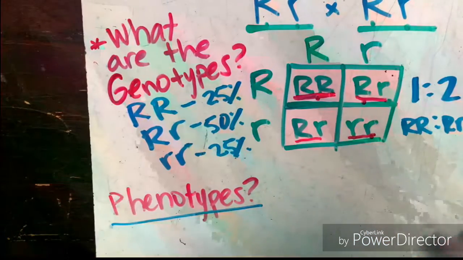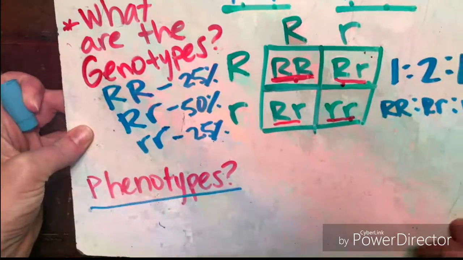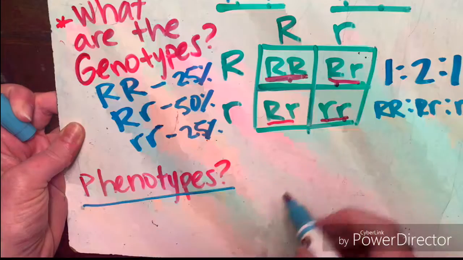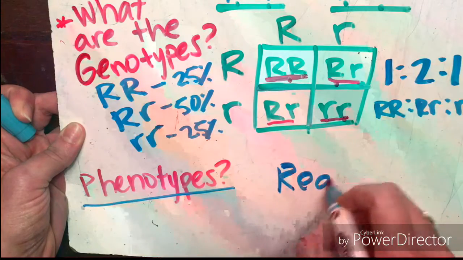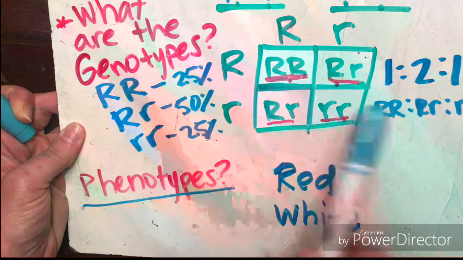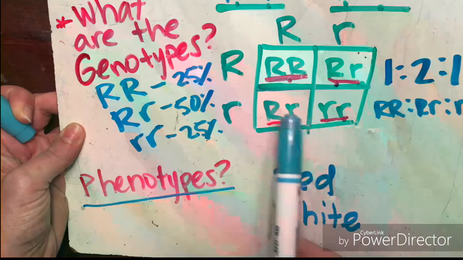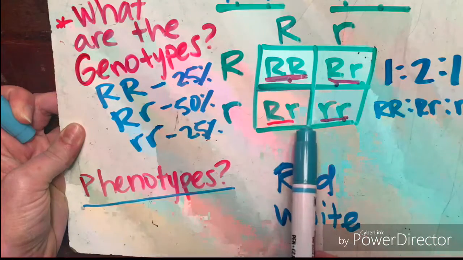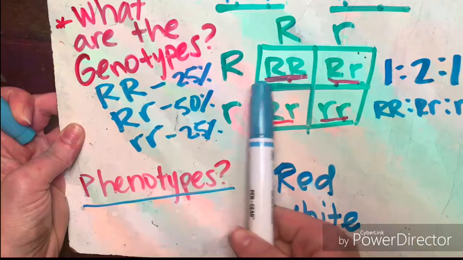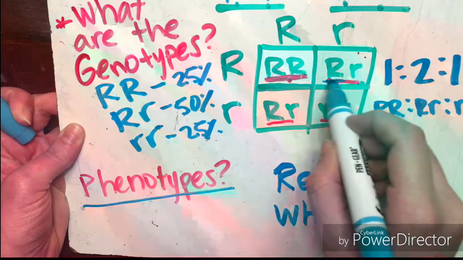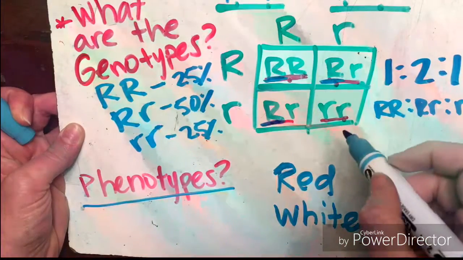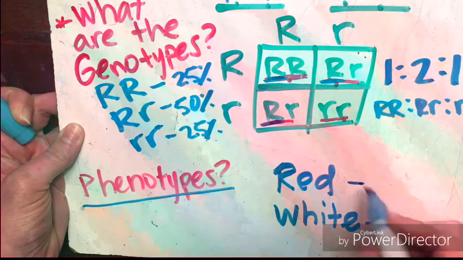If we're looking at the phenotypes, we're thinking about the physical makeup, like the characteristics. So the possible phenotypes would be red and white. How many of these are going to be red and how many are going to be white? Looking at our genotypes and remembering the law of dominance, we can see that any organism with the dominant trait, meaning the uppercase R, is going to show that dominant trait. In this case is red.